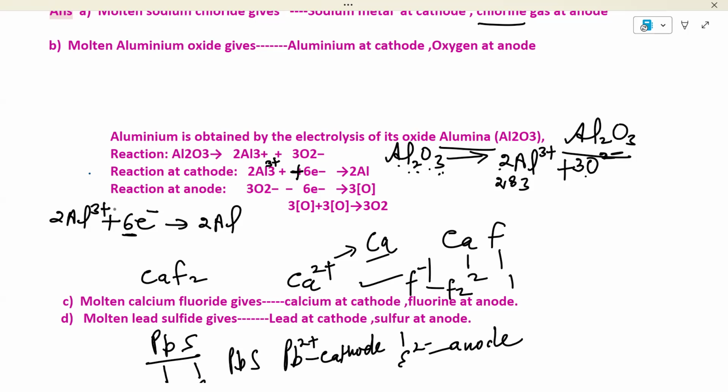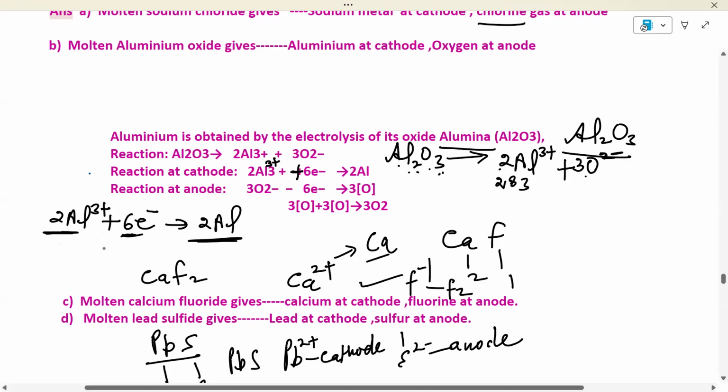It has given 3 electrons. So for 2 aluminium, to get 2 moles of aluminium atom, we need to give 6 electrons, and then we can get 2 moles of aluminium metal, right? I hope it is clear. I would like to say these 6 electrons are because we need to give 6 electrons to get 2 moles of aluminium metal. I hope it is clear to you.